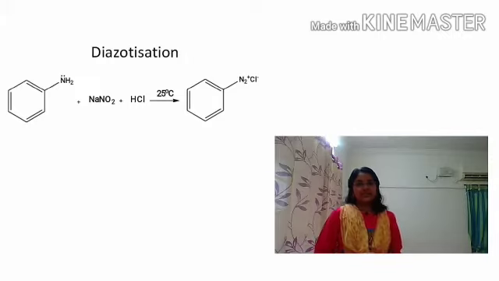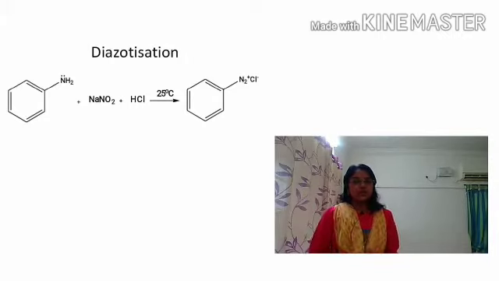So let us discuss how the diazonium salts are prepared. The diazonium salts are prepared from aromatic amine, that is aniline. When aniline is treated with nitrous acid, that is HNO2, at low temperature, we get the diazonium salt. And this process of preparing the diazonium salt is termed as diazotization.